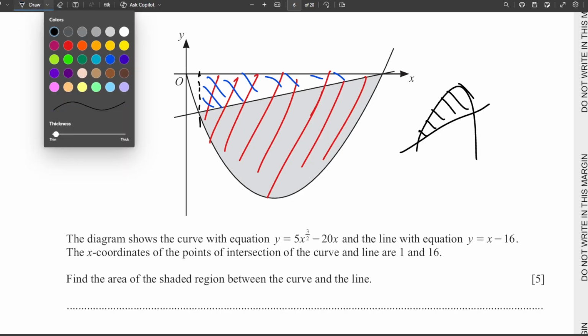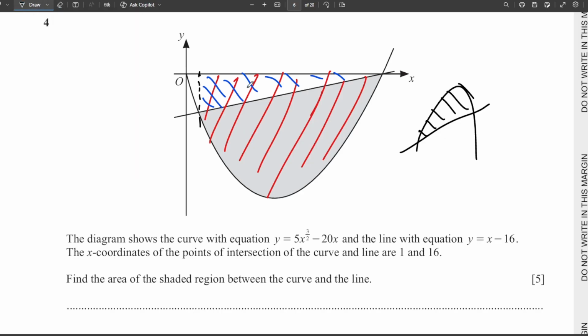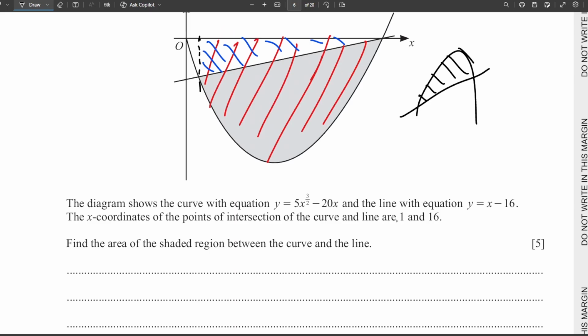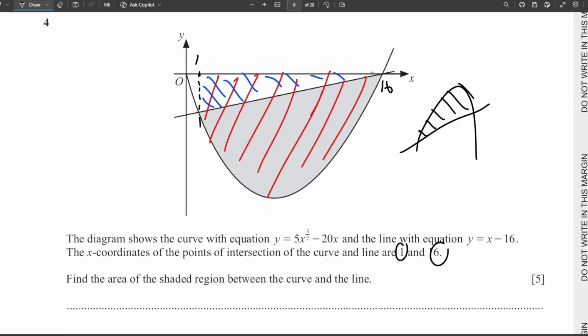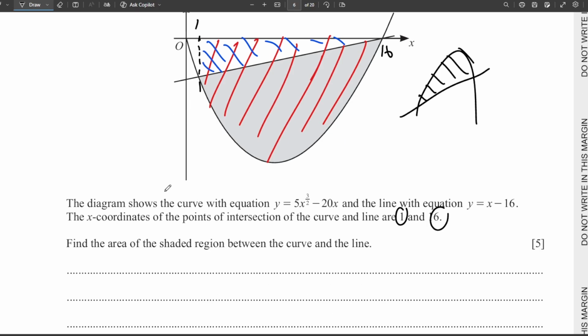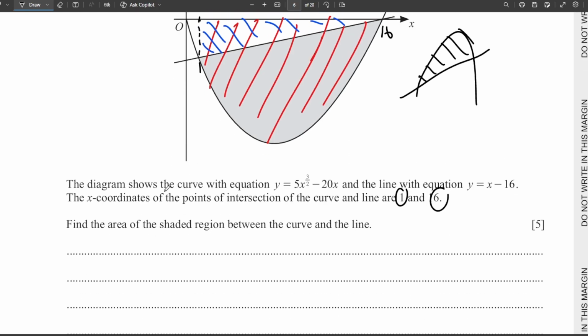As long as you get a negative answer, you just take it as positive because it's an area, right? So even if you integrate the wrong one, you will just get a negative answer. Obviously, it's also given us the x coordinates here, 1 and 16, so we don't even have to find those, right? So now we just have to do the integration.